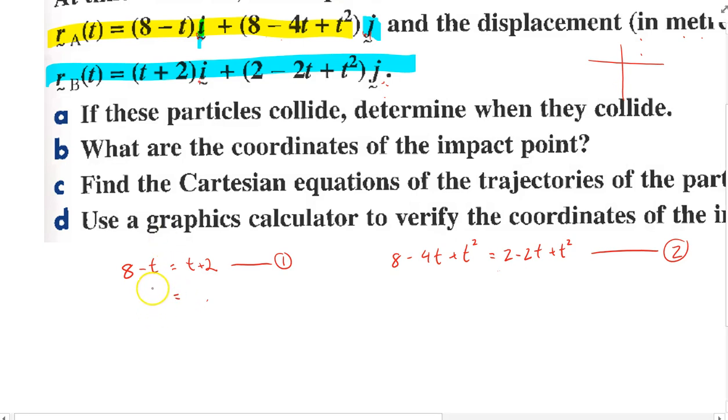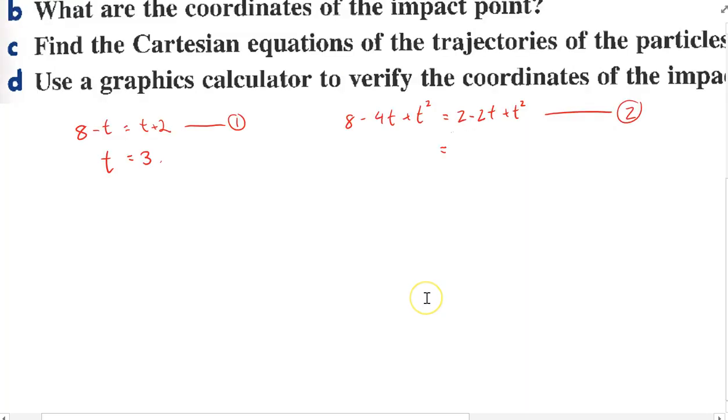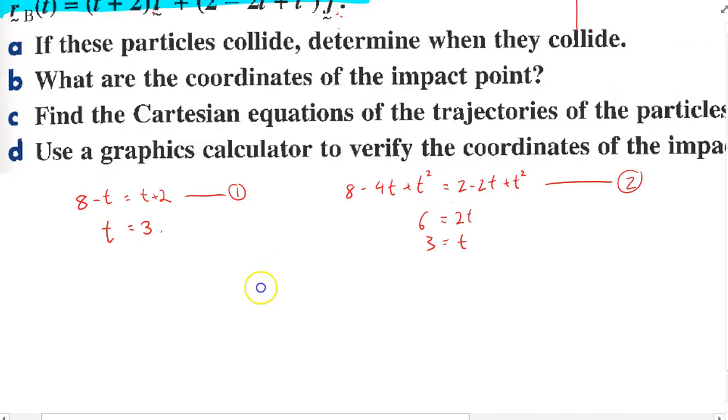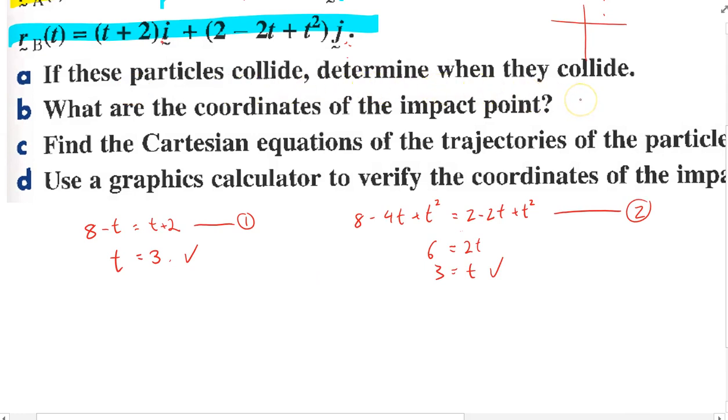So if you solve this, you're going to get t equals 6. No, you're not. You're going to get t equals 3. You can run through that if you want. If you solve this one, it looks like you're only going to get one answer here. Negative 2t plus 2t, 2t there. It's going to be 8 minus 2 is 6. Well, you're going to get t equals 3. All right, so that's time equals 3. They're lined up horizontally. They're lined up vertically. So they're going to collide. Determine when they will collide: at time equals 3.